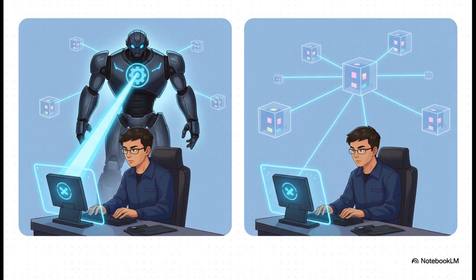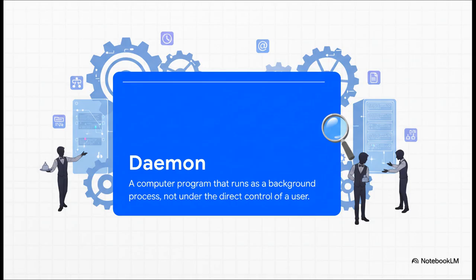See, Docker uses a classic client-server model. Your command line, the client, talks to this single, always-on background process, the daemon, and that daemon manages everything. Podman? It throws that whole idea out. It's daemonless. When you run a command, it just directly creates the container. There's no middleman. And just so we're all on the same page, what the heck is a daemon anyway?